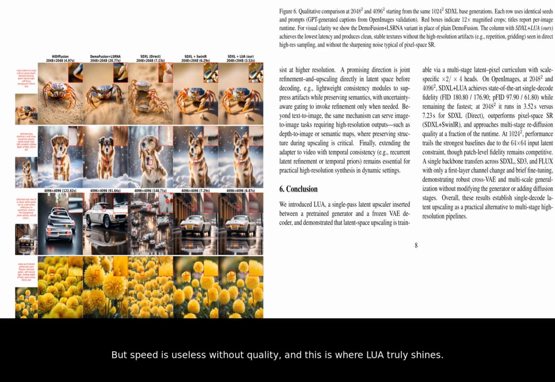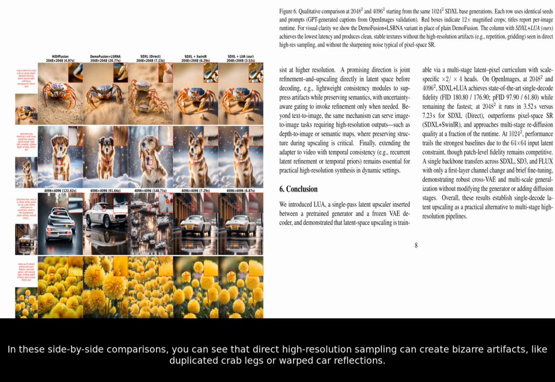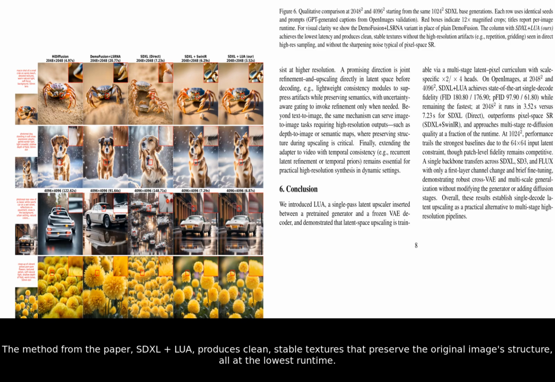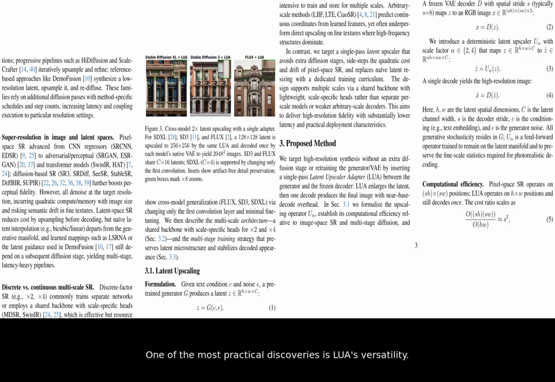But speed is useless without quality, and this is where LUA truly shines. In these side-by-side comparisons, you can see that direct high-resolution sampling can create bizarre artifacts, like duplicated crab legs or warped car reflections. Pixel space upscaling can look artificial and noisy. The method from the paper, SDXL plus LUA, produces clean, stable textures that preserve the original image's structure, all at the lowest runtime. One of the most practical discoveries is LUA's versatility.